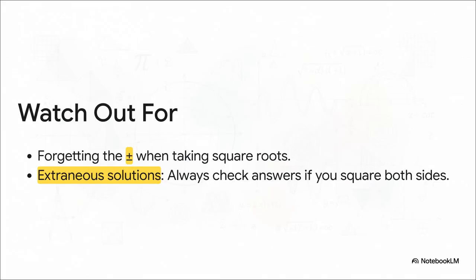So let's recap the 2 big traps to watch out for. Number 1, never ever forget the plus or minus when you take a square root. Number 2, be careful about extraneous solutions. This can pop up if you ever have to square both sides of an equation to solve it. Sometimes that process creates answers that don't actually work in the original problem. The only way to be safe is to always plug your final answers back into the very first equation just to make sure they check out.